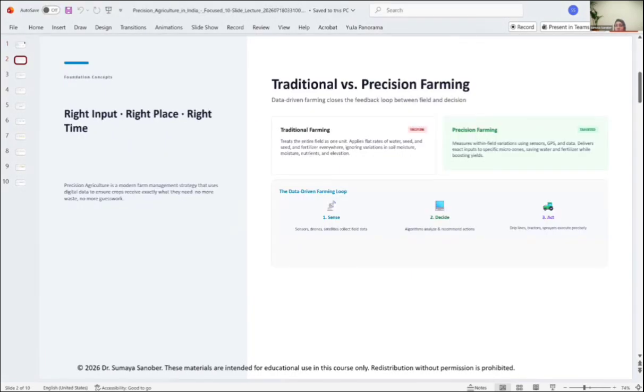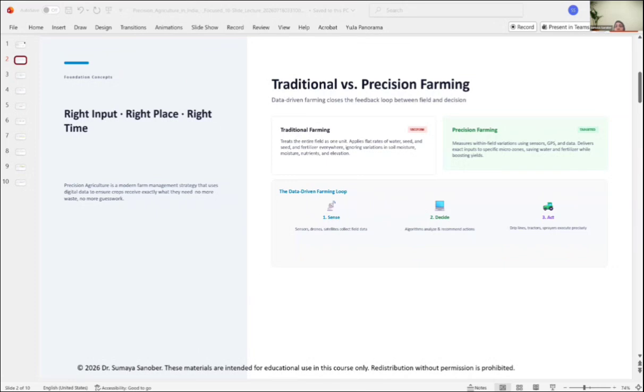Now, traditional versus precision farming. What's the difference between traditional versus precision farming? The central idea of precision agriculture is very simple: the right input, right place, right time. These are the three factors or variables that you need to keep in mind when we are talking about precision agriculture.